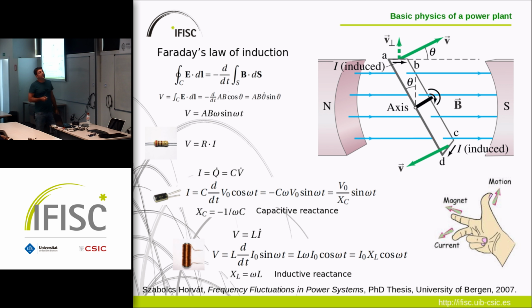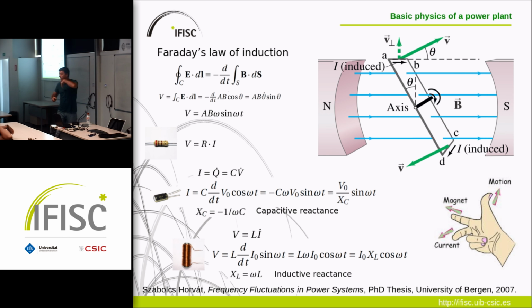the basic physics is the Faraday law of induction. So what you have is a big magnet, or a magnetic field, and you have a coil in the middle that you make rotate. When you rotate the coil, you have the magnetic flux, which is the integral of the magnetic field through the surface of the coil.